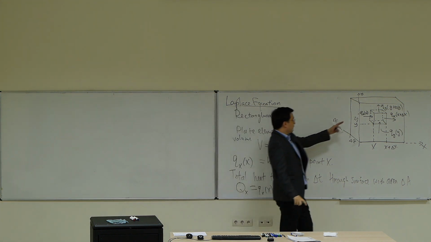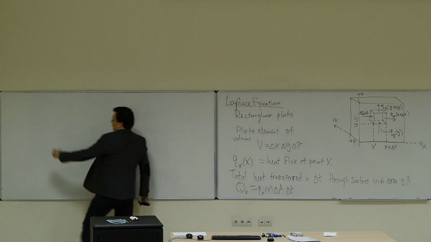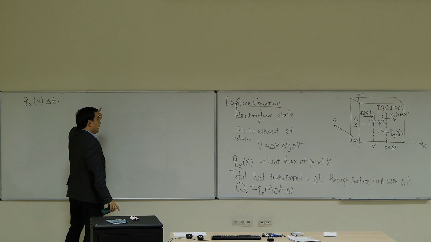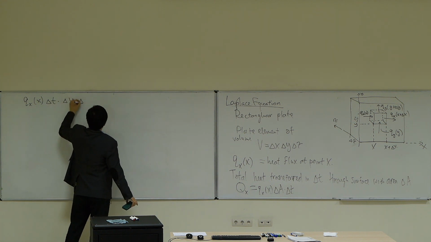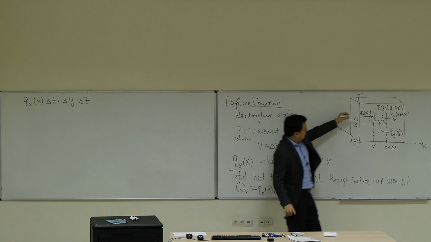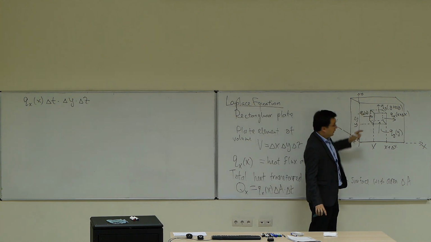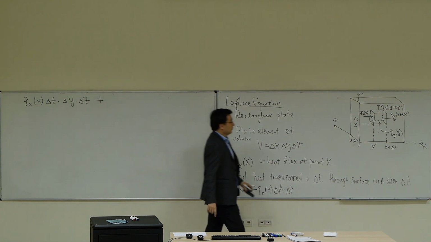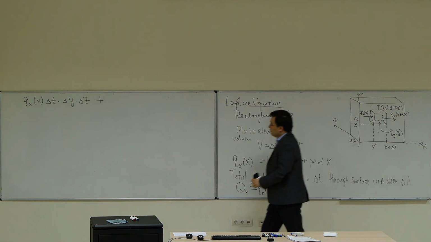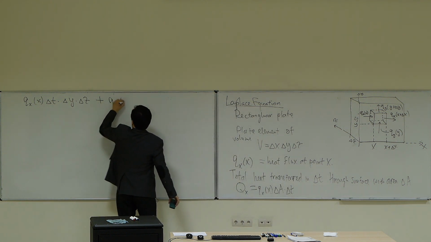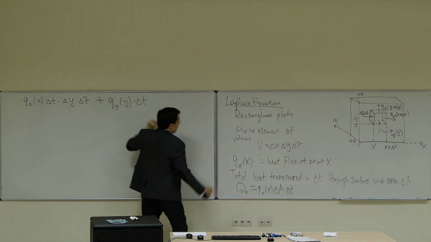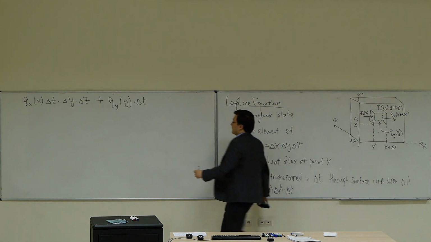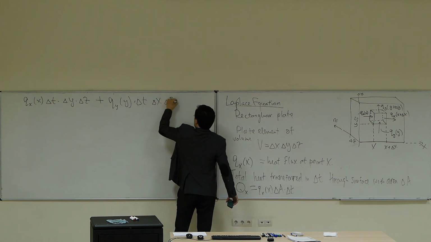Okay, now let's look at the total energy which enters or exits this plate element in time delta t. First, let's look at the heat which enters through this surface. So that will be qx at x delta t multiplied by the area. The area is delta y multiplied by delta z, right? The area of this element is delta y and delta z. Plus now heat enters from this side. That is qy at y multiplied by delta t, and the area, what is the area here? Delta x multiplied by delta z.